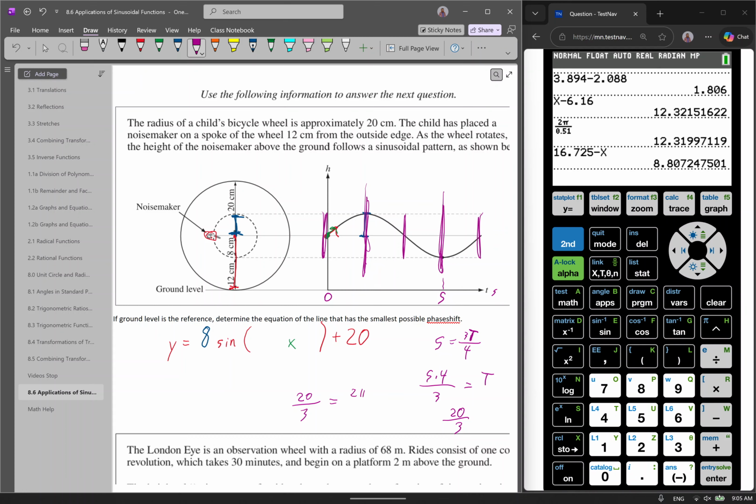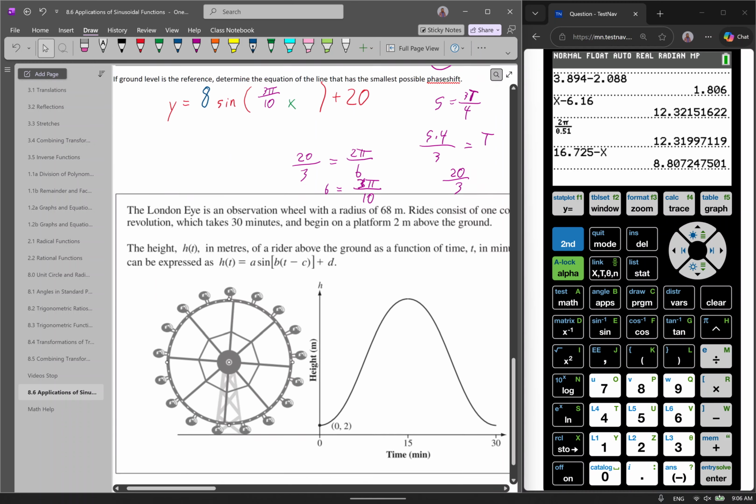So it's 2 pi over b. So if we move that over, b goes over here, and we get 6. Well, actually, we're going to go 3 pi over 10, simplify it. And so that's going to be our answer here. Okay, so it did require me to make up a number, but the process makes hopefully some sense.